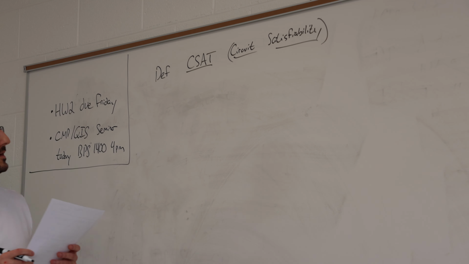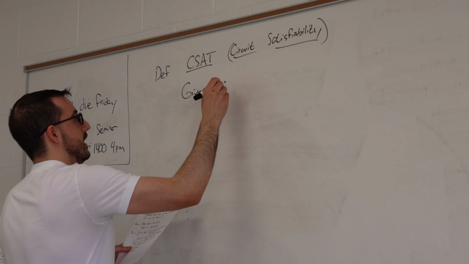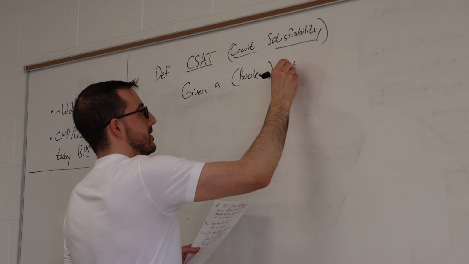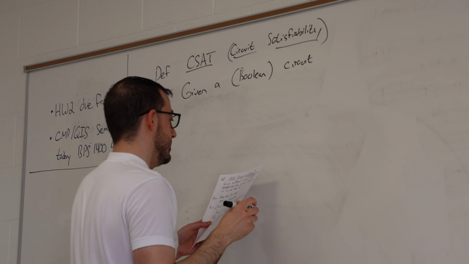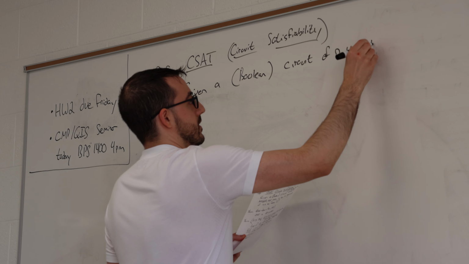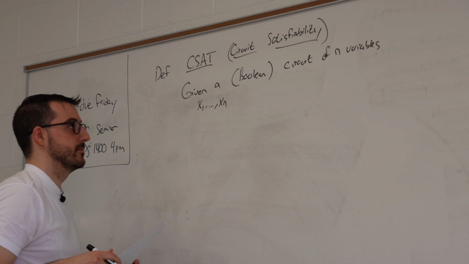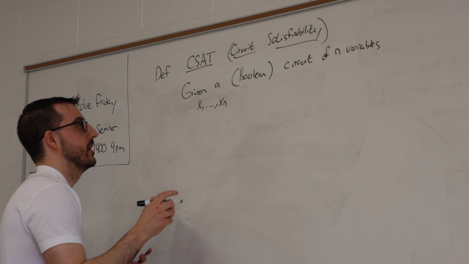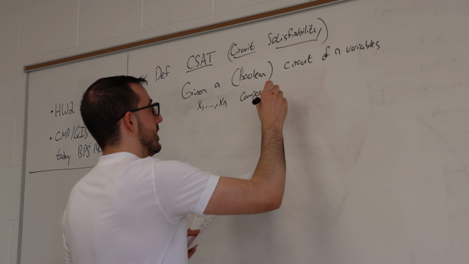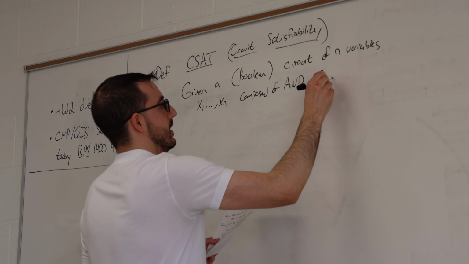Before I write that, let me at least tell you what the problem is. So given a Boolean circuit of n variables, so if you'd like, you could call those x1 through xn, similar to our notation from last time, composed of, here it's going to be composed of and, or, and not gates.